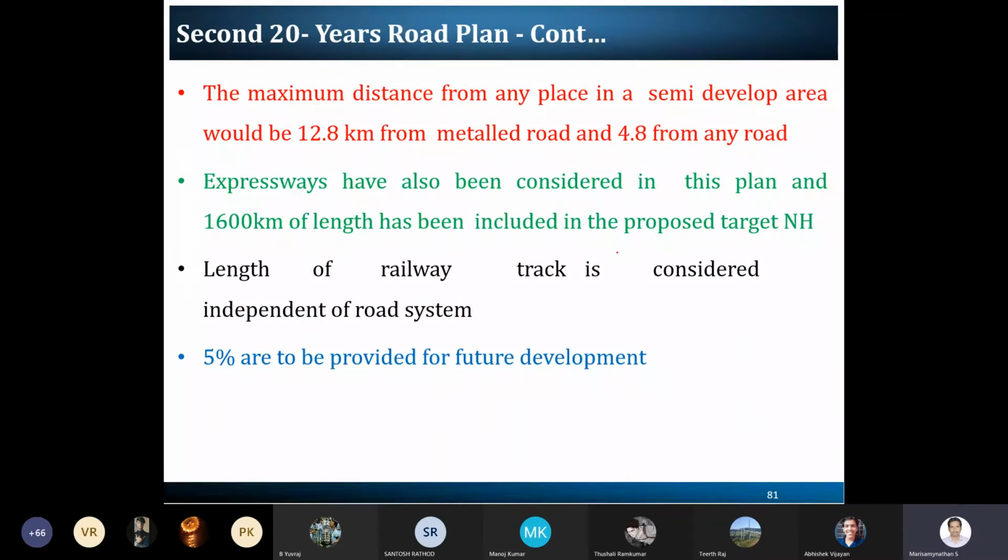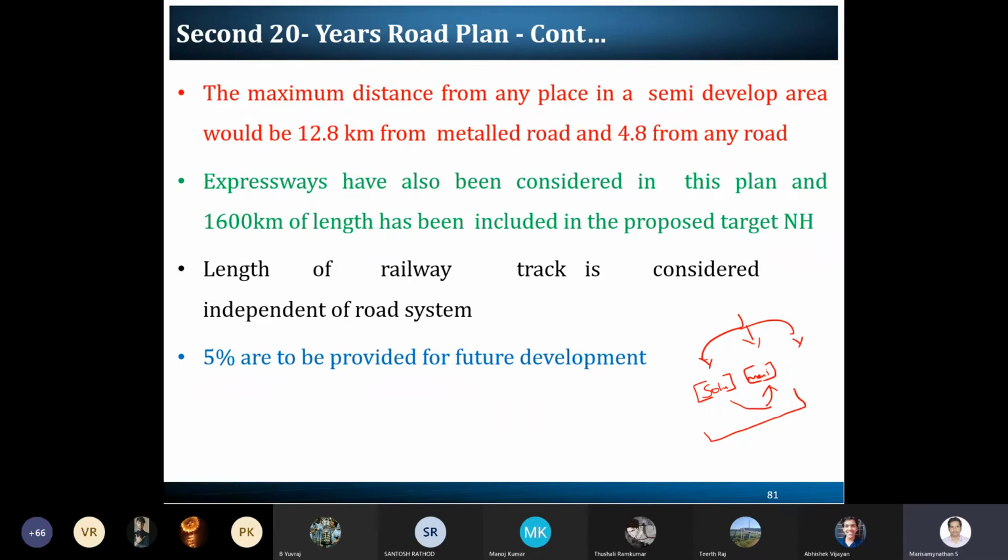In continuation of that, they were planning for expressways, and semi-developed areas were also considered. The length of the network is considered, but as independent of the road system. Basically, when construction or planning is happening, you should consider three kinds of cases. One is the present scenario and how solutions can be given. Second is maintenance. Once the solution is proposed, how the maintenance is going to happen. That also needs to be considered.